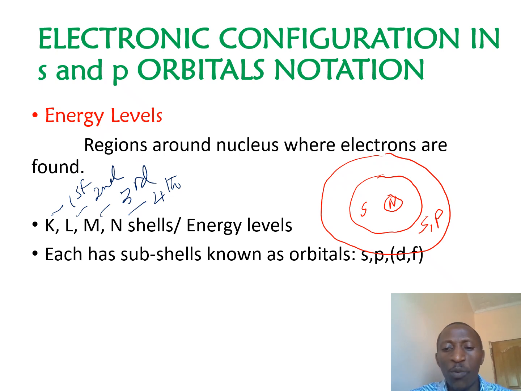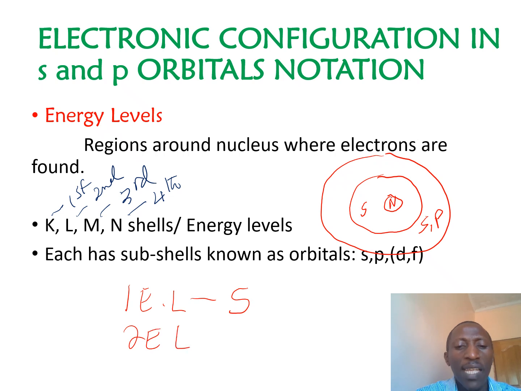So this is a good opportunity to understand what an orbital is. An orbital is a subshell in a given energy level or in a given shell. The first energy level has the subshell S only, and later on we shall understand why. The second energy level has the subshells S and P, and we shall come to understand why. Let's move on.